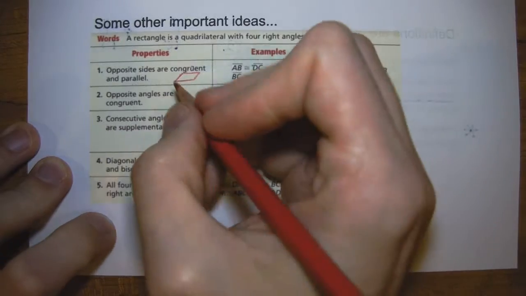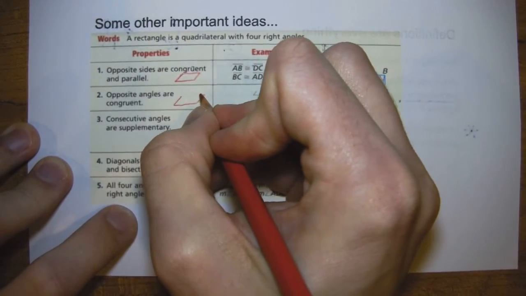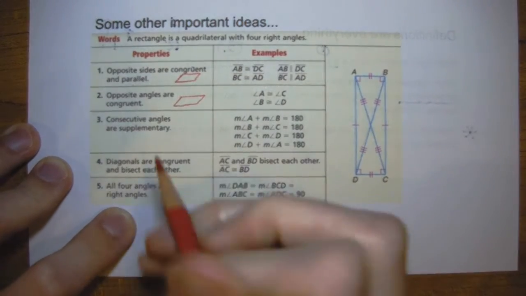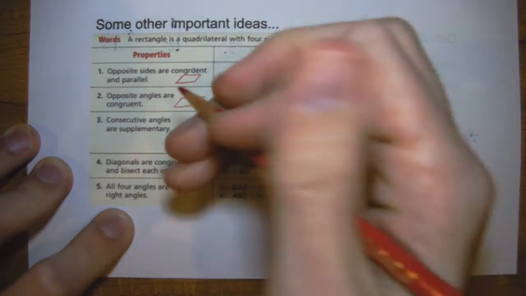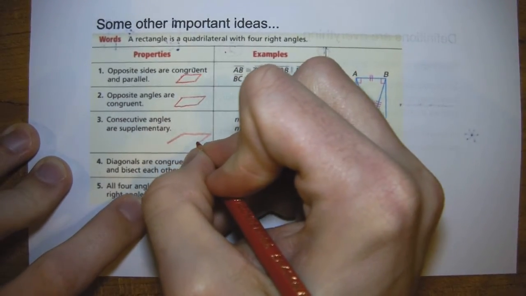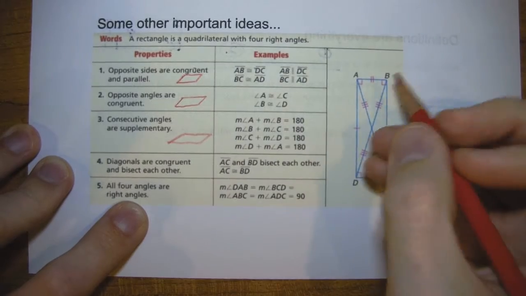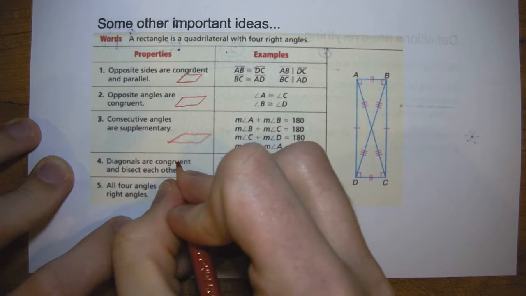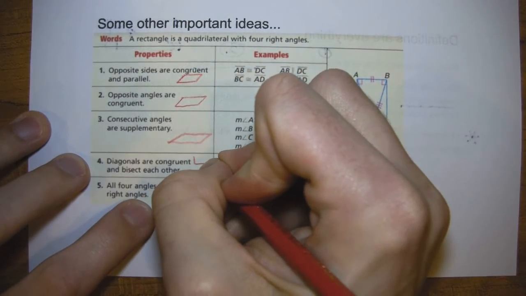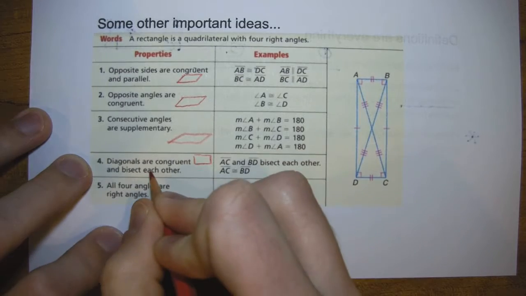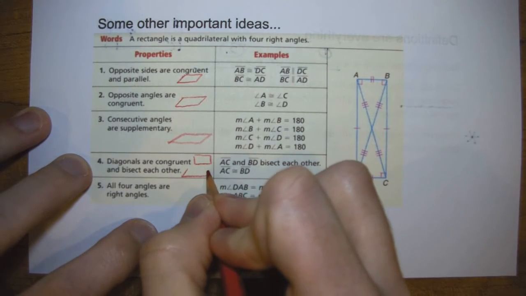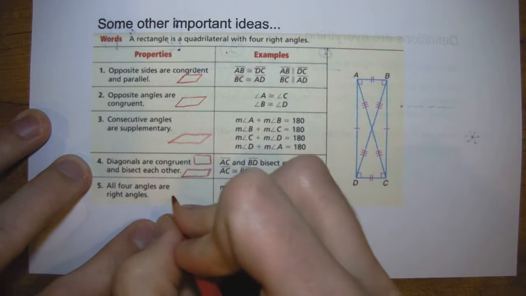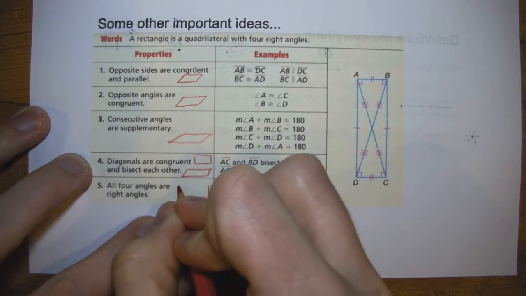Opposite angles are congruent. And again, we also pull that from our work in parallelograms. So A and C are the same, B and D are the same. Consecutive angles are supplementary. Again, we also know that from our work in parallelograms. Cool. And again, we could add A and B together and get 180 and so on. Diagonals are congruent. All right, well, that is specifically a rectangle issue. And bisect each other. Well, we said that that was a parallelogram issue. And that all angles are right. Well, that is a specific rectangle issue.